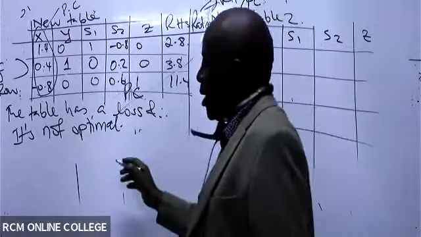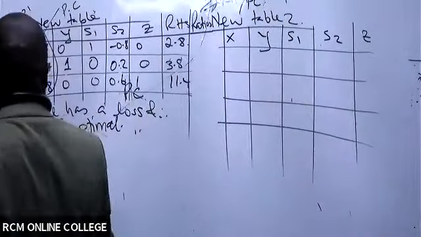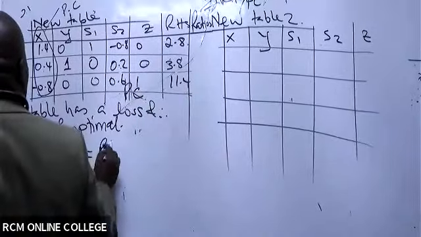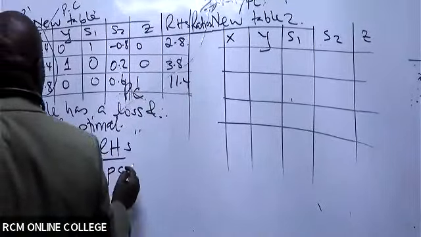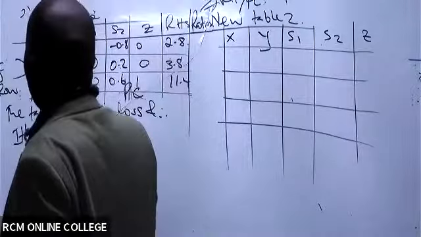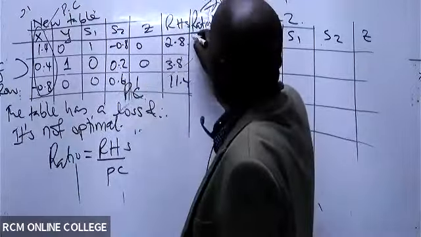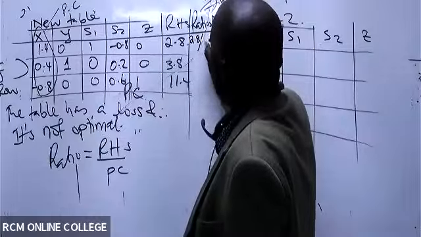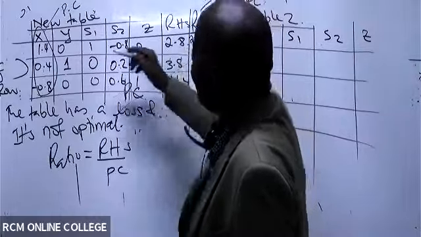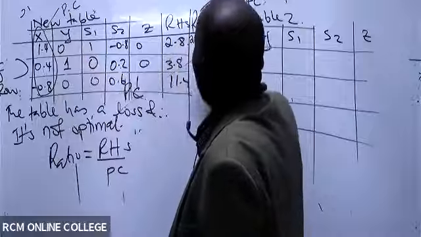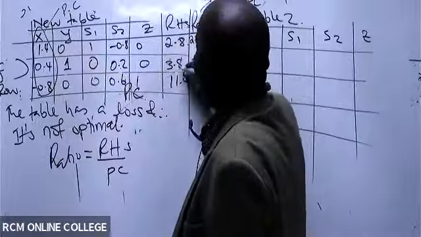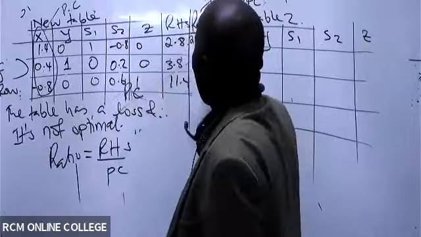Let me write down here. To get ratios, you take the right-hand side and divide by the pivot column like that. So this is the right-hand side divided by the pivot column. So the first one will be 2.8 divided by 1.4. And this one here will be 3.8, and we divide by this 0.4.